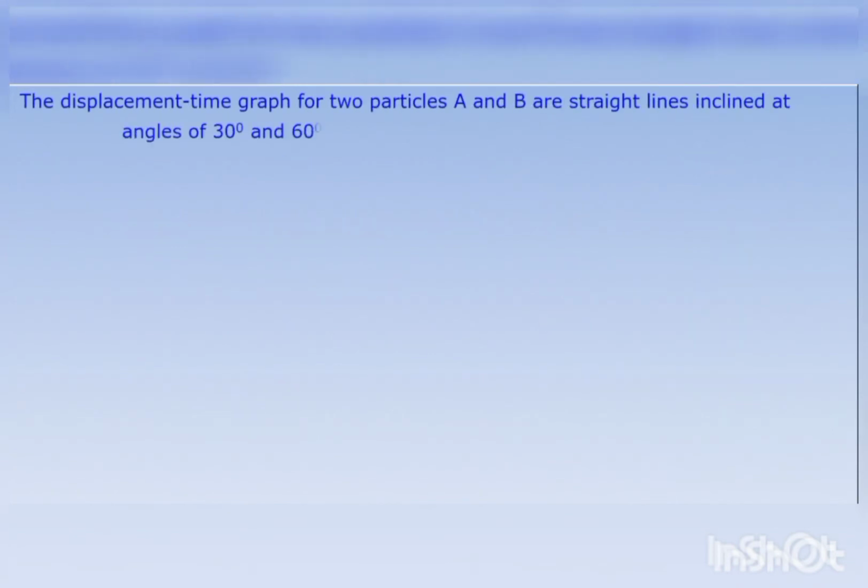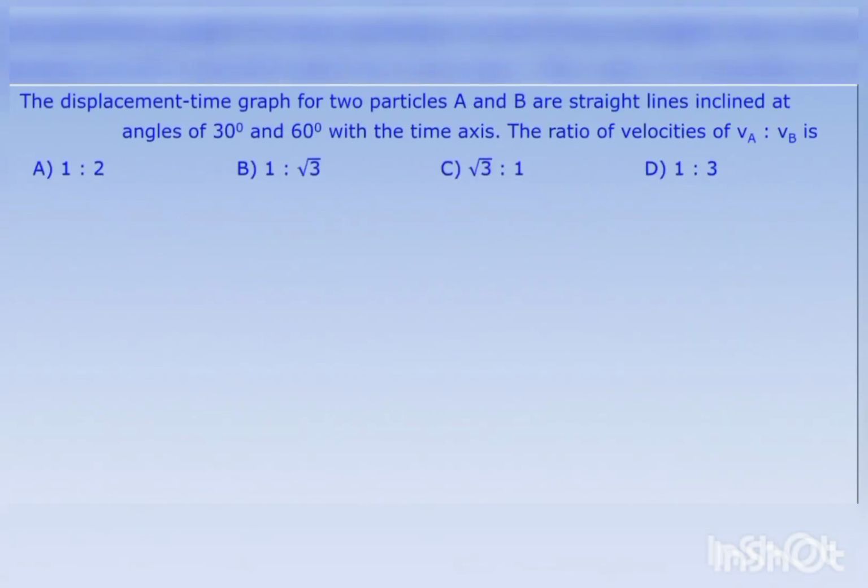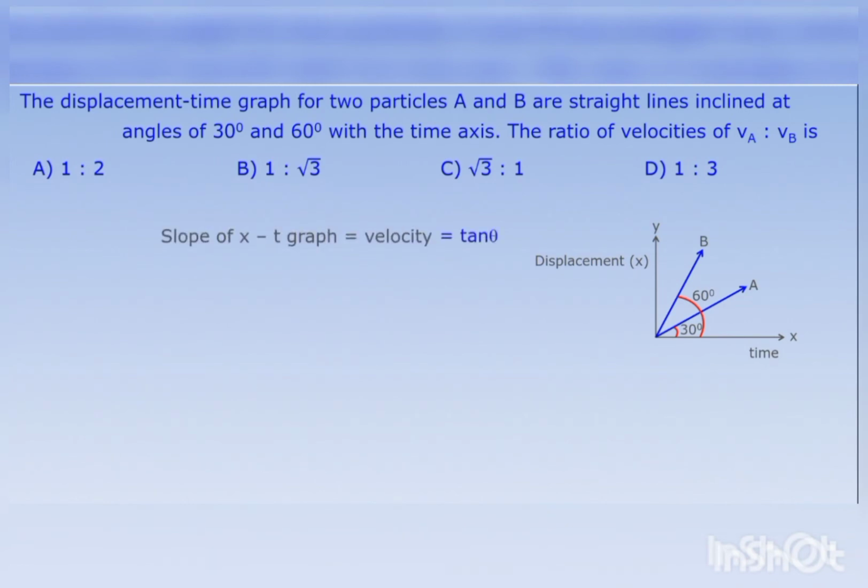Next question is, the displacement time graphs for two particles A and B are straight lines inclined at angles of 30 degree and 60 degree with the time axis. The ratio of velocities VA to VB is.